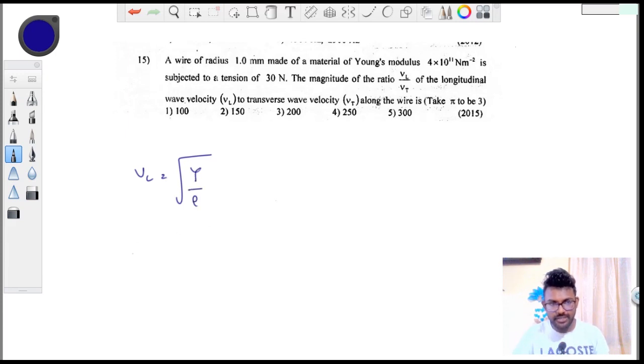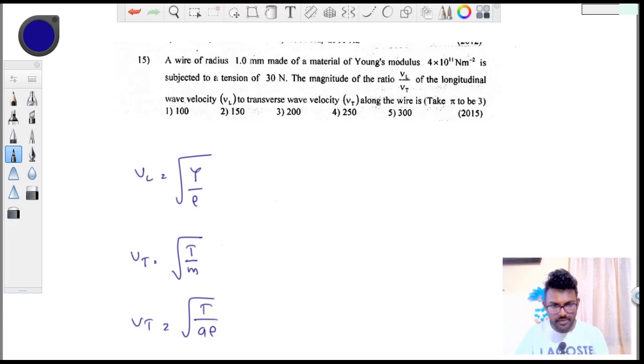Then how do we write the transverse wave, VT? The transverse wave we have already considered. If it is a stretched string, that is root T over M. Here you can see the mass per unit length is not given, but instead we are given a radius. Then we can find the area. So if you replace this M with A times rho, I can write that as root T over A times rho, right? We have discussed this theory earlier.